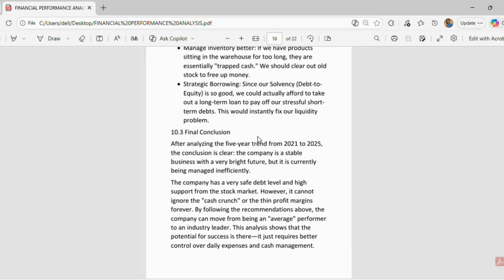Then the last, final conclusion. Overall, Tata Motors has a very bright future, but it needs to be managed more efficiently because there are still some risks with their cash flow. My final recommendation is to hold. This concludes my analysis. Thank you for listening.